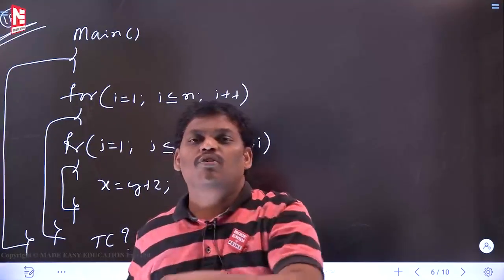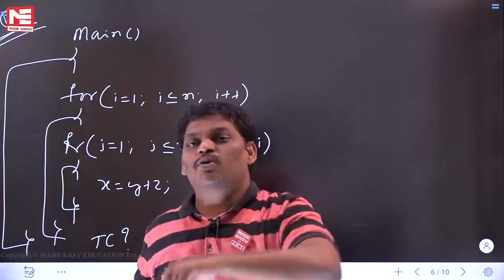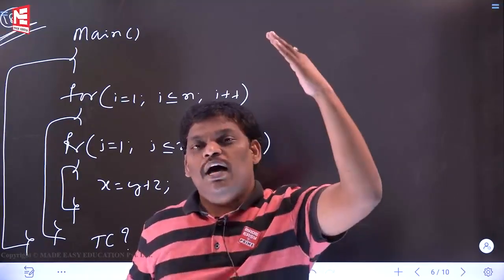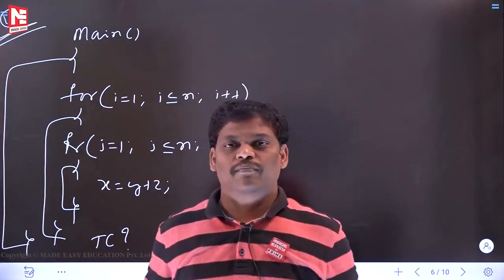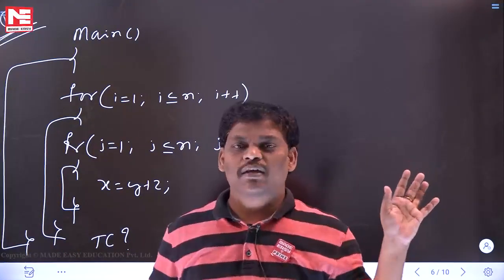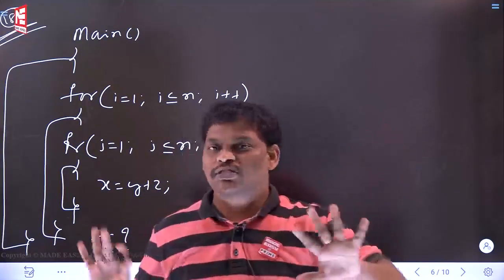n square into n cube. Because for each i value, j is n cube. i value 1, j n cube. i value 2, j n cube. So the i loop runs n square times, the j loop runs n cube times. If it is an inner loop, multiply. That's fine, you know this very well. Inner loops normally you have to multiply, outer loops normally you have to add.